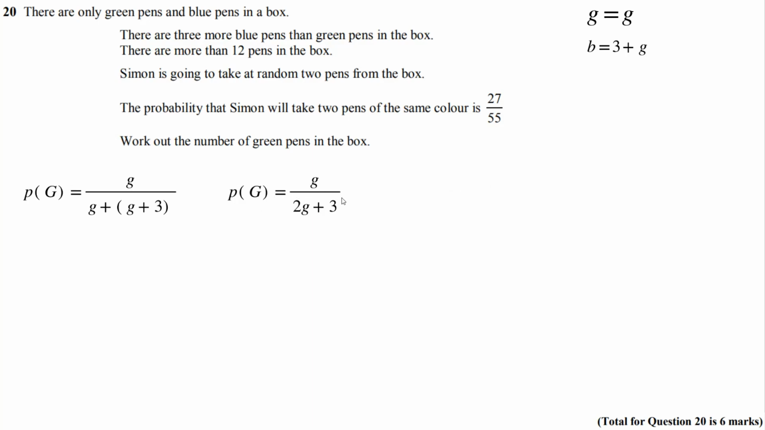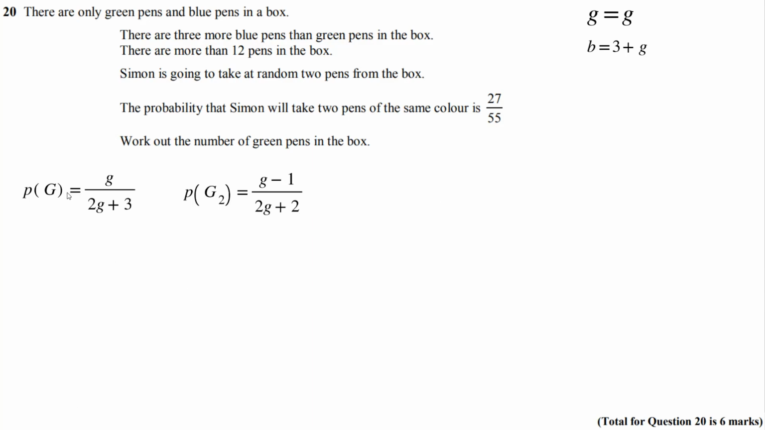Okay, so the probability of green the second time is, now we have one less green, so we have g minus 1, and then the total is going to also be reduced by 1 because we've taken 1 out. Okay, and just simplify this to get that. So the probability of green the second time is going to be this.